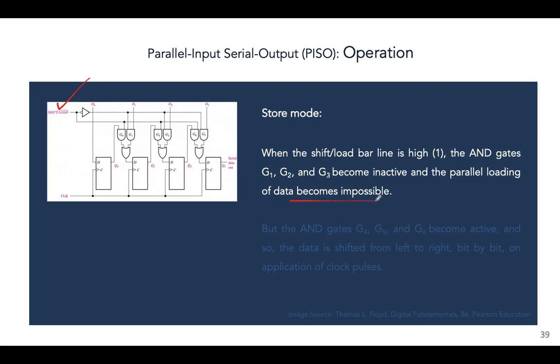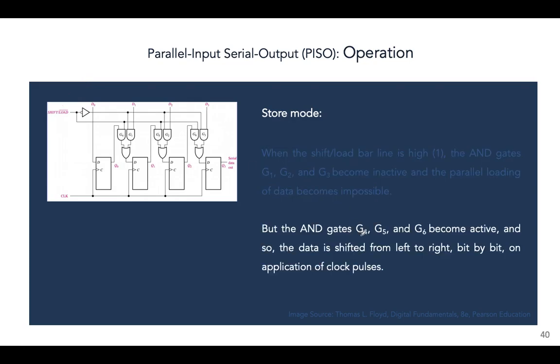Data loading becomes impossible. But then when this line is high, G4, G5 and G6 become active, right? G1, G2, G3 will become inactive, but G4, G5, G6 will become active. What that means is now these gates are going to behave like open circuits. And that is when shifting will take place. Because remember, the data was loaded into the flip-flops simultaneously, and that is fine.